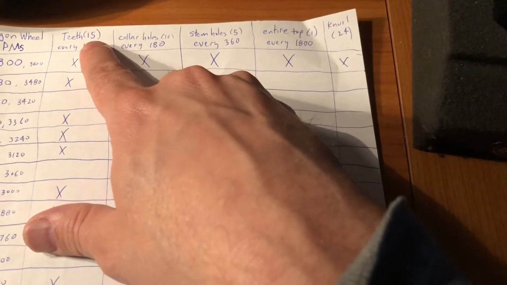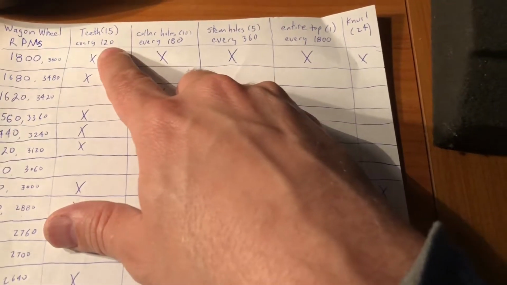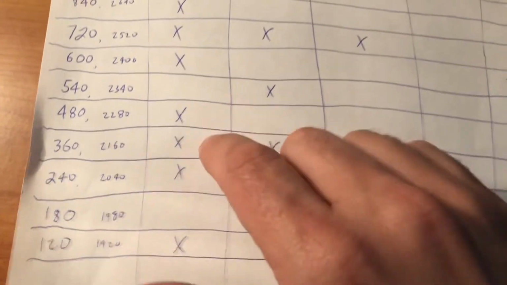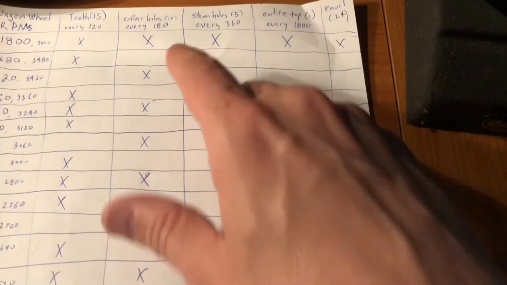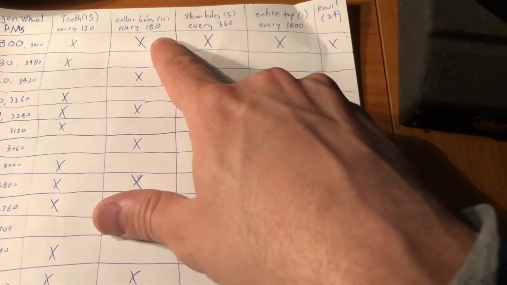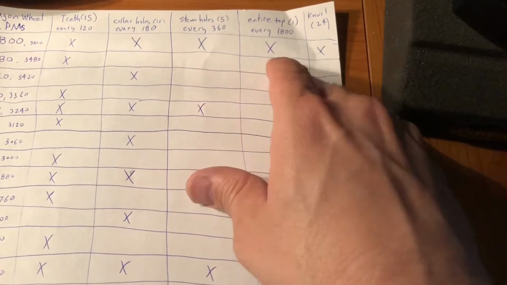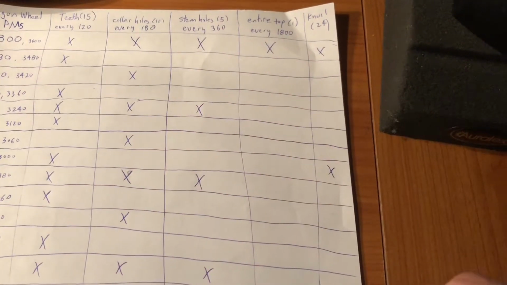So for the teeth, which we determined should do it every 120, if you start at the bottom and look up, you can see I've got them doing it at 120, 240, 360, and so on. And the same thing for the collar holes, except they're every 180. The stem holes every 360. The entire top just once at 1800.